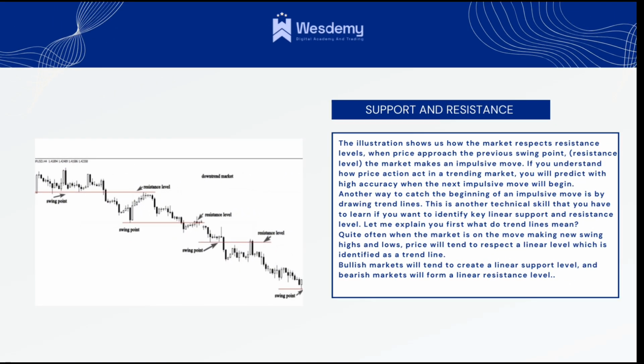Quite often when the market is on the move making new swing highs and lows, price will tend to respect a linear level which is identified as a trend line. Bullish markets will tend to create a linear support level, and bearish markets will form a linear resistance. Okay, so that was a snippet on trend lines. But for this class, we're only going to dwell on support and resistance, and this is all we're going to be looking at. We're going to have a live chat video soon, where you're going to understand better about support and resistance, and the real life application.